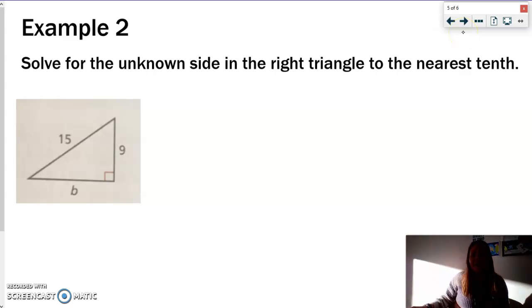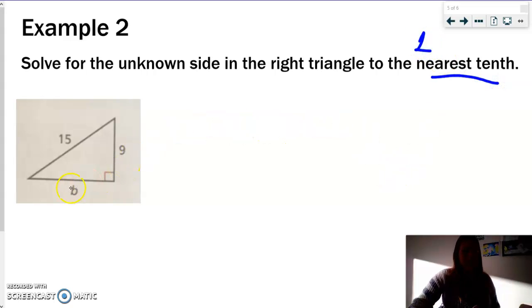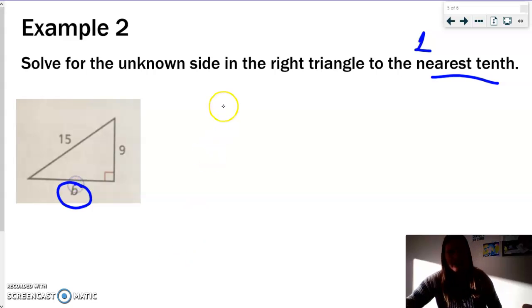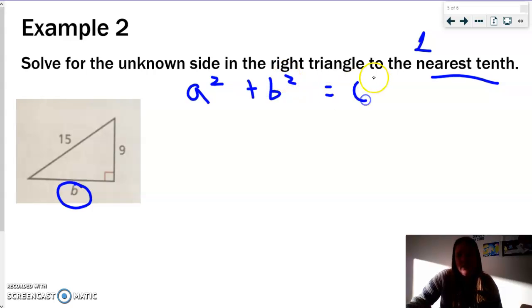All right, so this time it says solve for the unknown side in the right triangle to the nearest tenth. So we're going to have one decimal place. And this time they give me b that I don't have. So here's my equation: a squared plus b squared equals c squared.